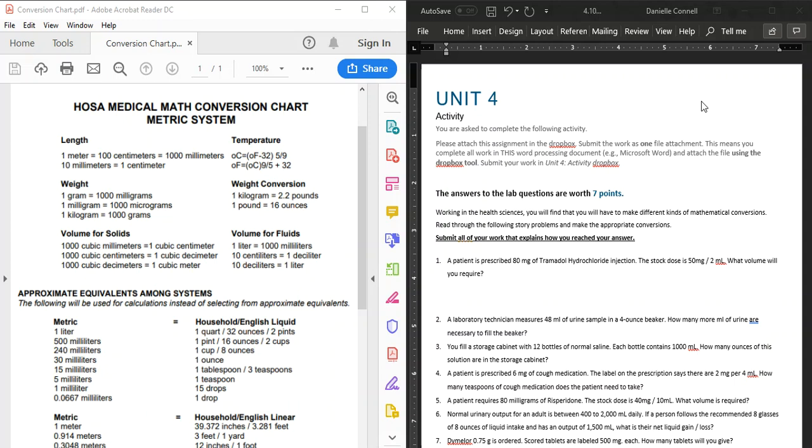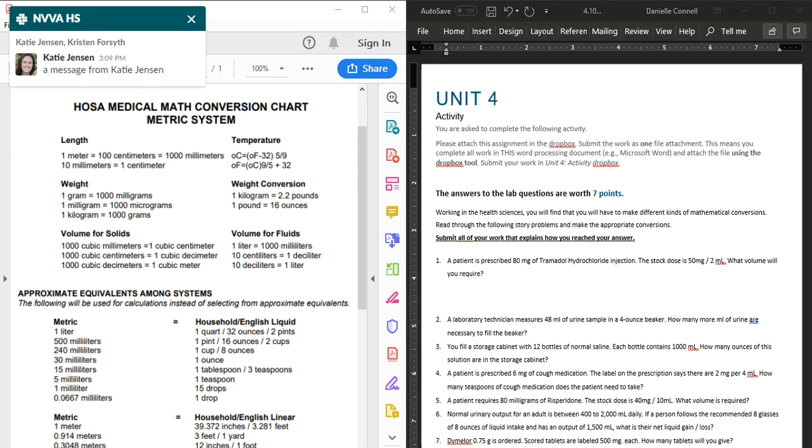But if you plan on going into the health science career field, math is in your immediate future, 100% guaranteed, no doubt about it. So we're going to go through these math conversions. They're actually pretty easy once you get the hang of it. They're kind of repetitive, and I am here to help you with it. We're going to get through it together, so don't stress.